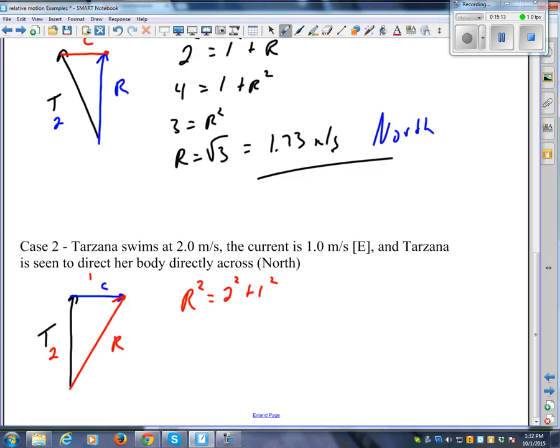She's going to be going faster, isn't she? Hopefully you can do this math in your head. 2 squared is 4, 1 squared is 1, square root 5, right? I'm hoping you can do that. 2.2.